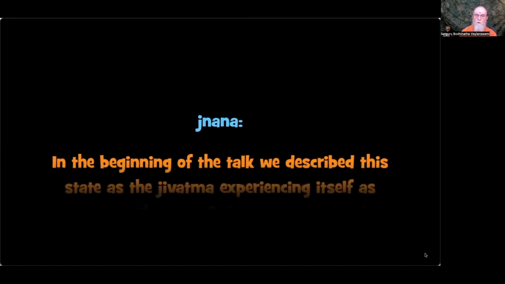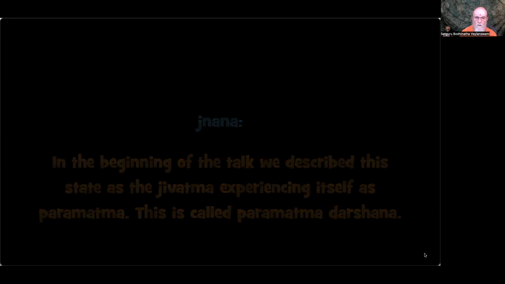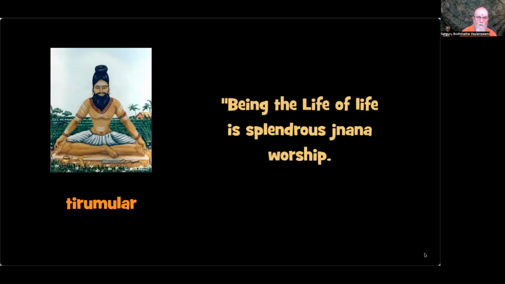In the beginning of the talk, meaning part 1, 2 weeks ago, we described this state as Jivatma experiencing itself as Paramatma, which is called Paramatma Darshana. The Tirumantiram verse, the first line refers to this, being the life of life. Uyir Kuyir is splendorous jnana worship. There it is.